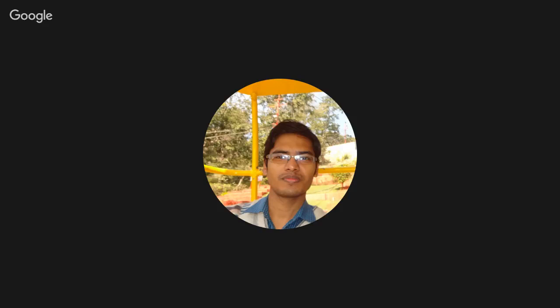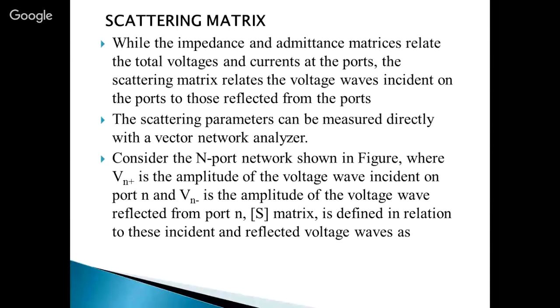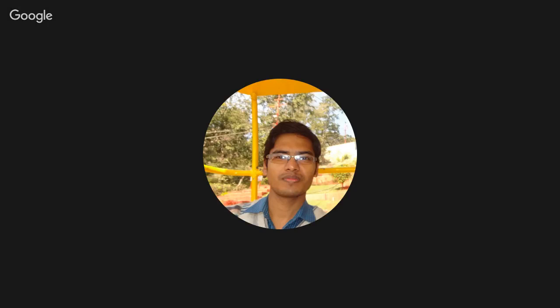The topic that I am going to discuss today is the scattering matrix. As per network theory, low frequency circuits can be described by two-port networks and their parameters such as Y parameter, Z parameter, H parameter and ABCD parameter. Now if the frequencies are in the microwave range, the Y parameter, Z parameter and H parameter are not readily available to measure.